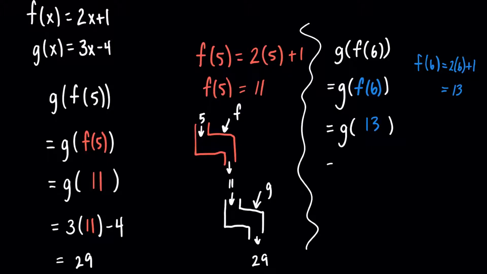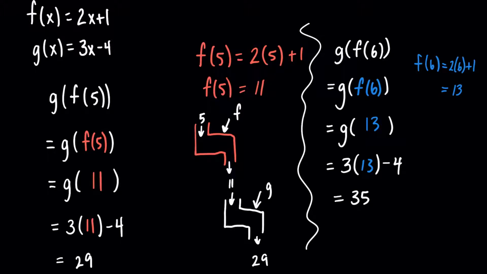And now we're doing G of 13. What does G tell me to do to the input? G says take this input, triple it, and subtract 4. So let's do that. We will triple 13, and then we'll subtract 4. So 3 times 13 is 39, minus 4 is 35.